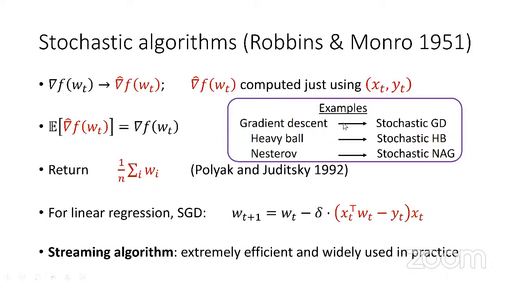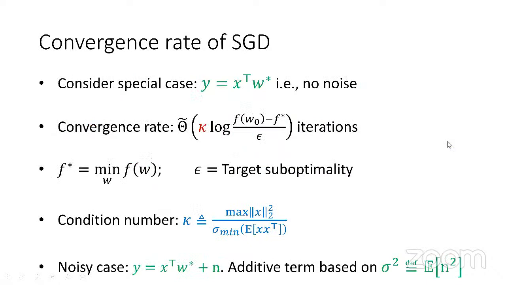what can we say first about the convergence rate of stochastic gradient descent, and also about the stochastic momentum methods, right? So let's first look at the convergence rate of stochastic gradient descent, and in particular, let's also consider the special case where there is no noise, meaning that there exists a true w star, so that y is exactly equal to x transpose w star.